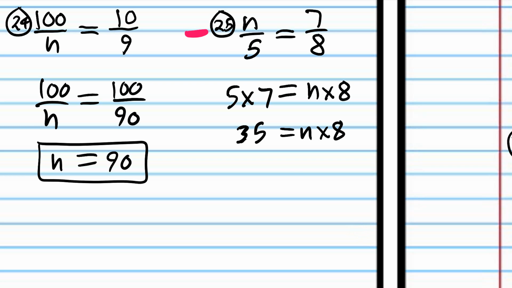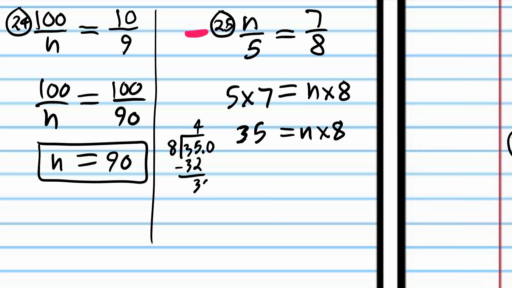So that's a division problem. 35 divided by 8. You know what, I should probably do this off to the side. 35 divided by 8. How many times does 8 go into 3? 8 doesn't go into 3. 8 does go into 35. Let's see, 8 times 4 is 32. Subtract, 35 minus 32 is 3. We have a remainder, so we have to keep going, bring down the 0.